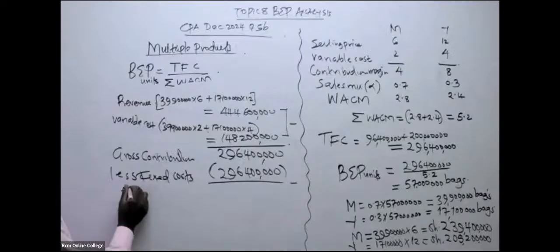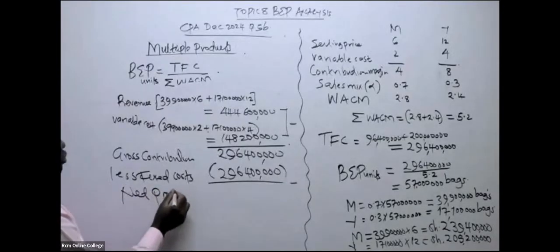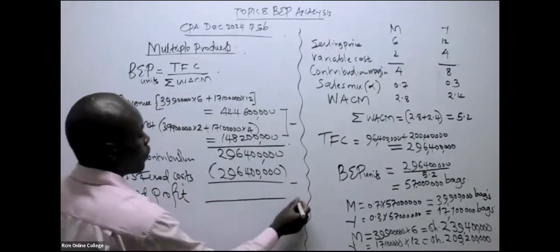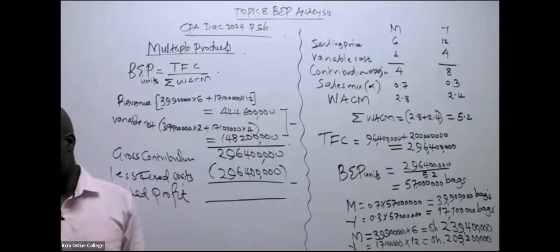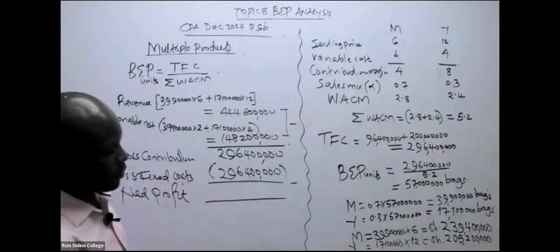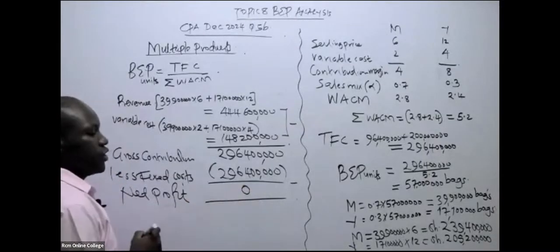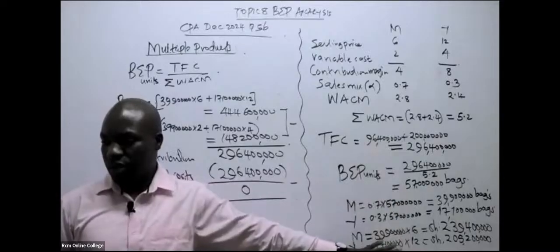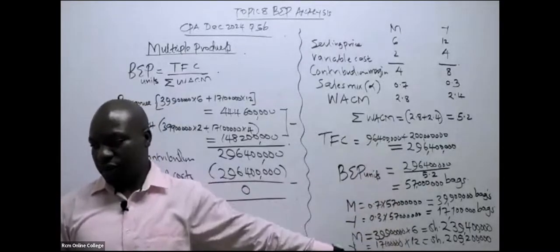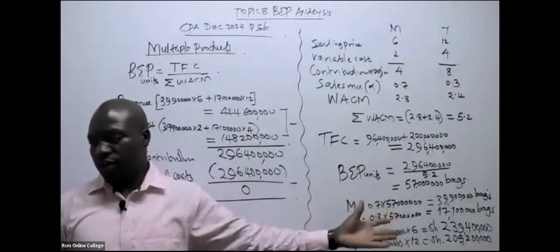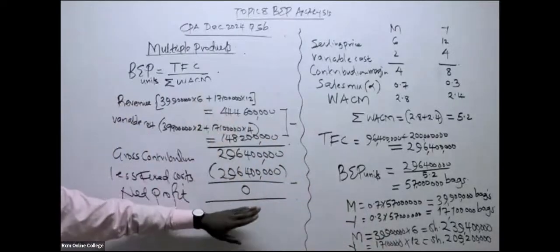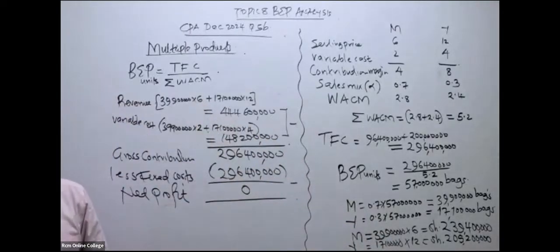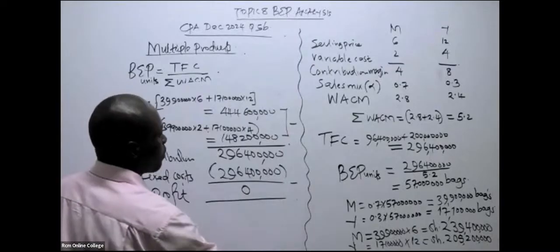What should be our net profit at break-even point? It should be 0. So is it true that what we have done here is correct? Yes. So we have now confirmed that it is actually taking us to a net profit of 0. Can we now go ahead and get the margin of safety?